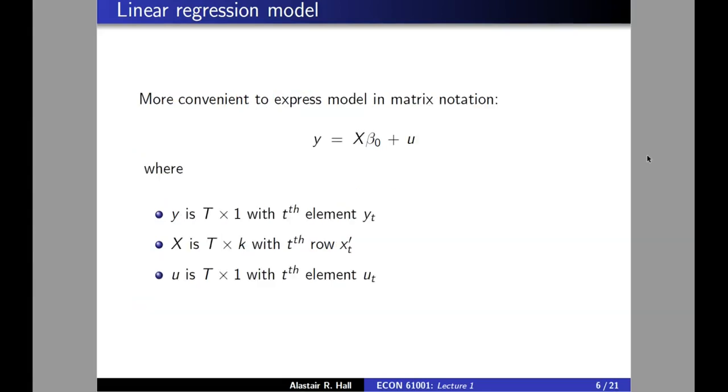Now, instead of writing out this information in that way, I can think of those capital T equations as one single equation involving a vector y and a matrix x and a vector u, where y is a capital T by 1 vector with typical element y sub t, x is a capital T by k matrix with tth row x_t prime, and u is a T by 1 vector with typical element u_t. As before, beta 0 is our k by 1 vector of unknown regression coefficients. You can verify for yourself that if we multiply out this term, then it delivers the required result.